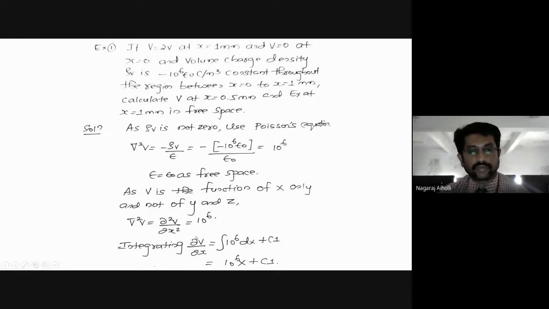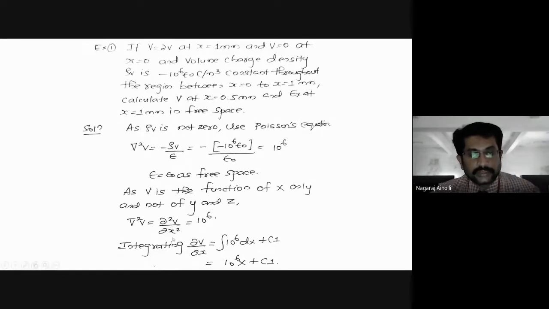Next, if we want to find the potential, we have to integrate this. Dou square V by dou x square, we have to integrate it. When we perform the first integration, we will get dou V by dou x. Okay. What is dou V by dou x, students? If we integrate this, what will we get? Dou V by dou x, integrate 10 raised to 6 on the RHS and dou square by dou x square on the LHS. What will we get?